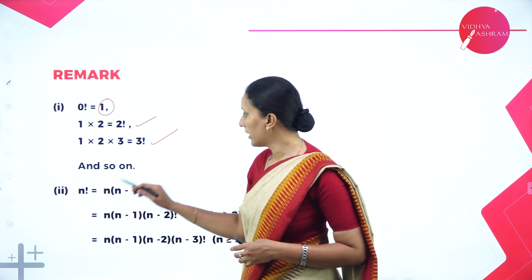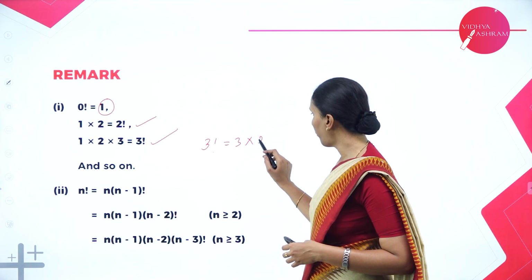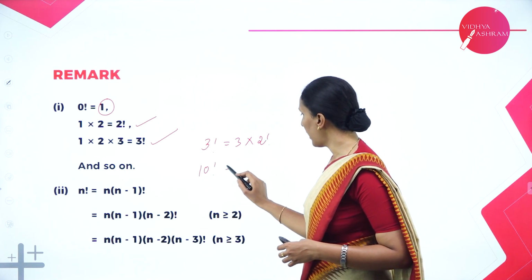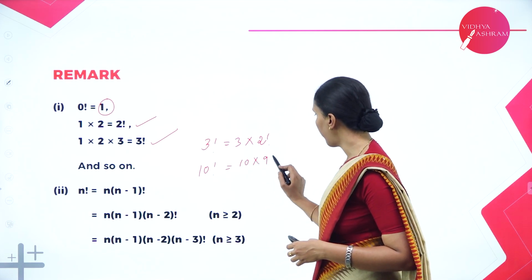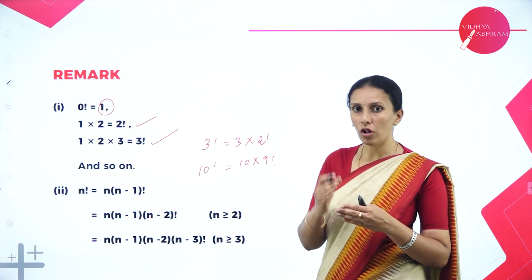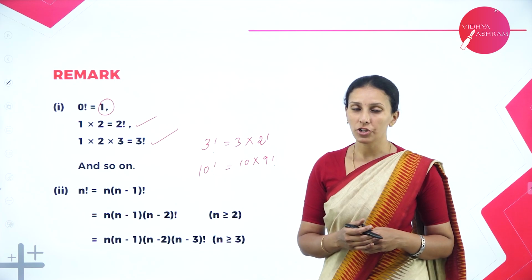Also, we can write 3 factorial in the form of 3 into 2 factorial. It's the same. 10 factorial can be written as 10 into 9 factorial, because 9 factorial is nothing but again multiplication of all the numbers from 1 to 9. Then multiplied with 10 will become 10 factorial.